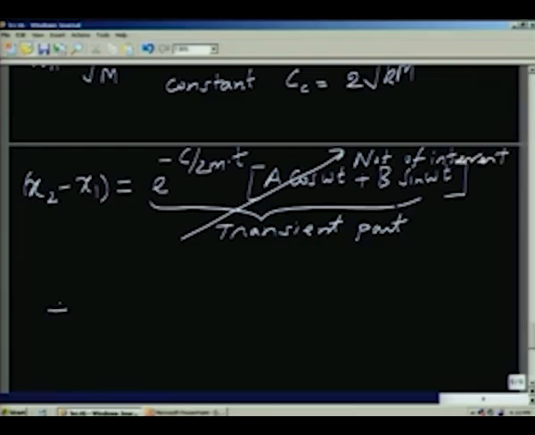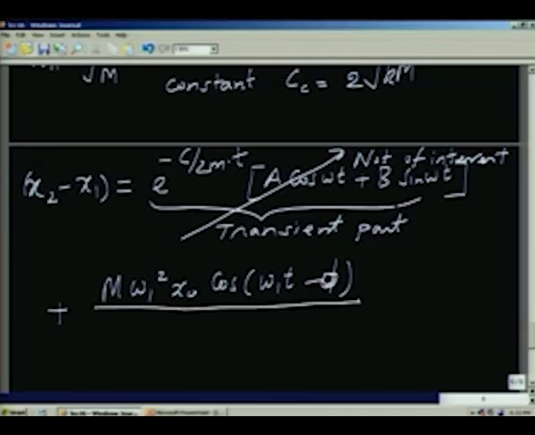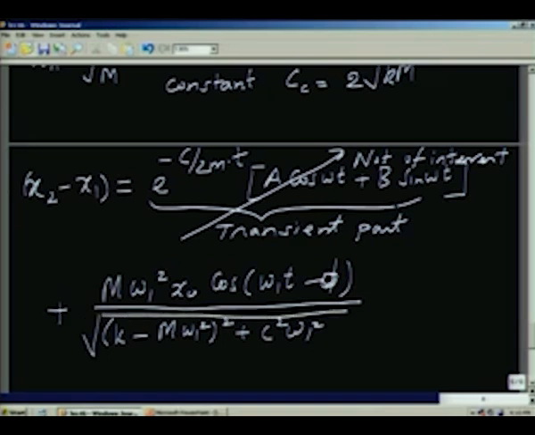Plus, this part is a more important one. This is given by m omega 1 squared x naught cos(omega 1 t minus phi), where phi is the phase angle, divided by the square root of (k minus m omega 1 squared) whole squared plus c squared omega 1 squared. So, this we call the steady state response.